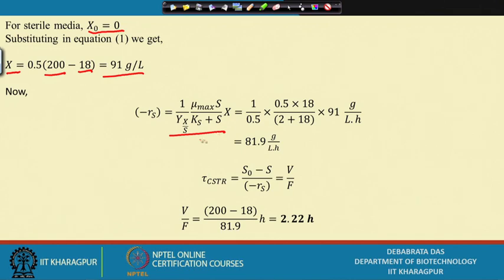Now, what is the R s value that we have written? This is the equation. In this equation, we can put the values of Y x by s, mu max, s, K s, and x. All the values are available with us, and we find this is 81.9 grams per liter per hour. Now, tau C S T R we have to find, this is s 0 minus s by minus R s equal to V by F. Now, s 0 value is 200 grams per liter, s is 18 grams per liter, and this rate of substrate degradation is 81.9. So, this will give 2.2 hours.